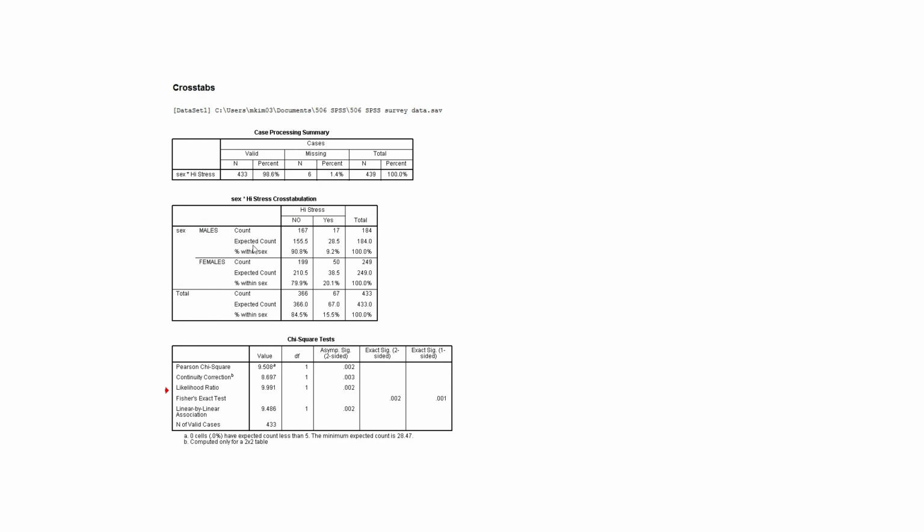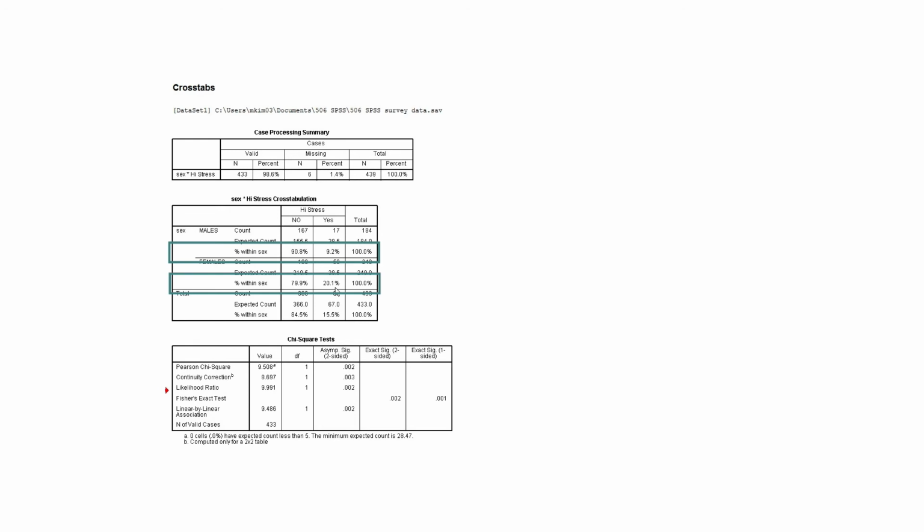And now let's look into the proportions as well. If we see this row that shows percentages within sex, we can say that 90.8% of male did not have high level of stress, while 9.2% of male had high level of stress. In case of female, 79.9% of female did not have high level of stress, while 20.1% of female had high level of stress.